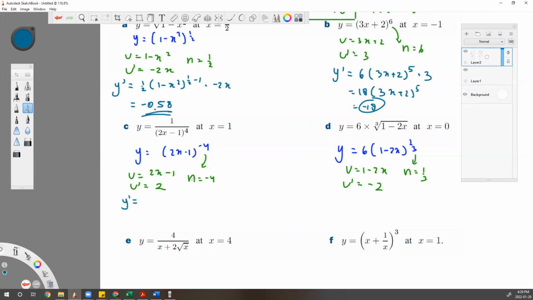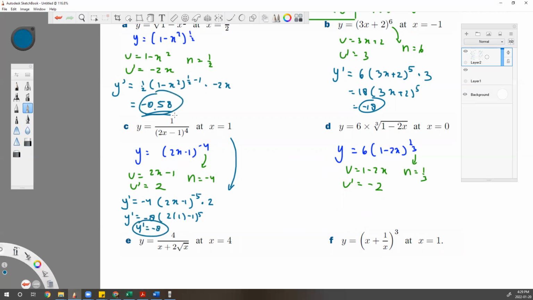This also: y'(x) equals n times u to the power n minus 1. -4 minus 1 is -5. Be careful, -4 minus 1 is -5, times u' which is 2. And then you put x as 1. You don't have to use a calculator to solve this. I just write down -8 times (2 times 1 minus 1) to the power -5. 2 times 1 is 2, minus 1 is 1, and 1 to the power of anything is 1. So y' equals -8.